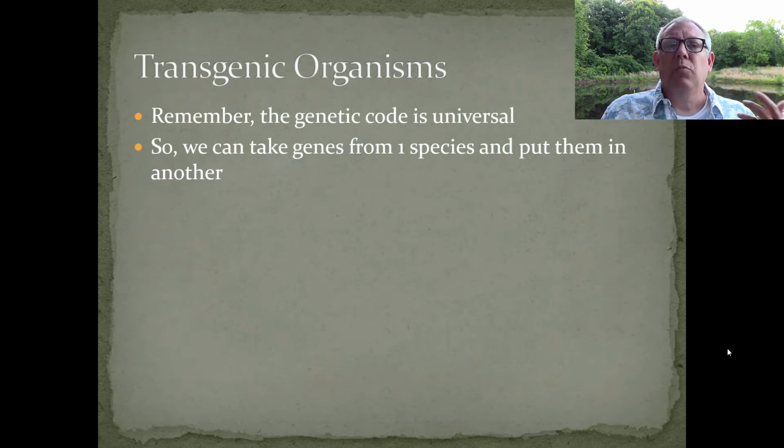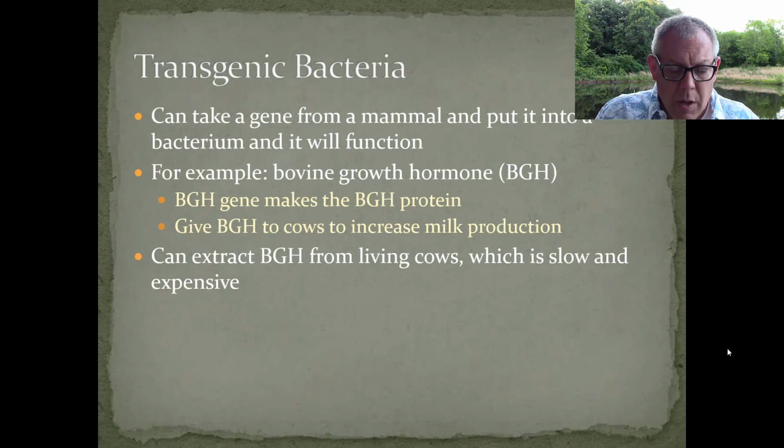And another word for a GMO is a transgenic organism, meaning that we take a gene from one species and put it in another species, and it gets transcribed and translated. And I've given you some examples of this earlier, but remember, this works because the genetic code is universal. And so the sequence of that gene and the codons that are made in the RNA are going to make the same sequence of amino acids.